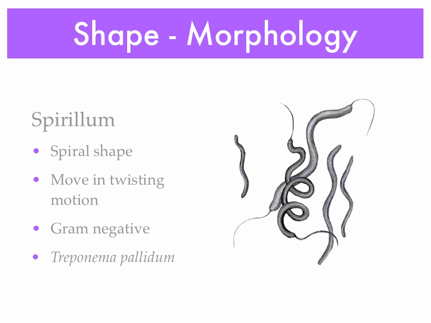A third shape would be spirillum, and these obviously, given their name, are spiral in shape, and they move in a twisting motion and usually have flagella to help with propelling their movement. They're traditionally gram-negative. We'll talk about that. One example that's harmful to humans would be Treponema pallidum, or syphilis.